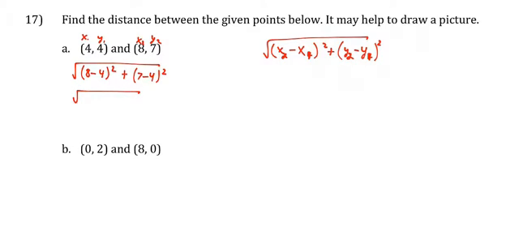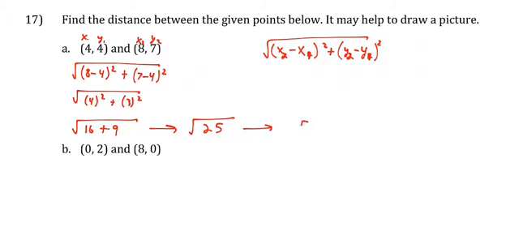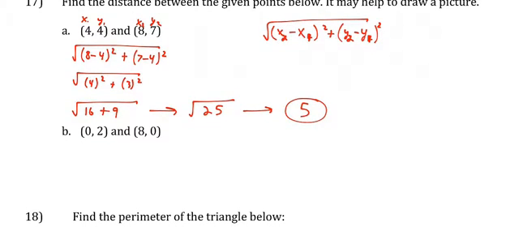So we do 8 minus 4, which is 4 squared, and then 7 minus 4 is 3 squared. And 4 squared is 16, and 3 squared is 9. Okay, I'm going to continue this over here. Now I can just add 16 and 9 and I get 25. And if you type the square root of 25 onto your calculator, or you just know it off the top of your head, you know that the answer is 5. So our answer there is 5.